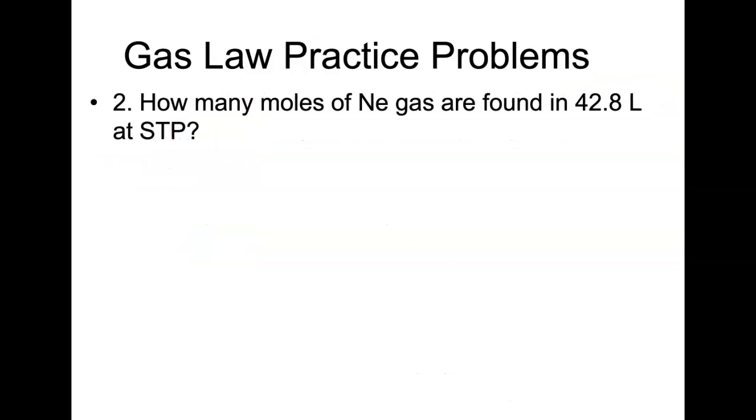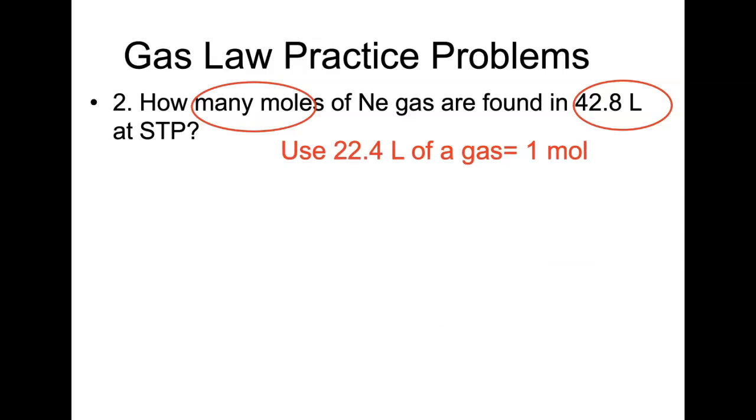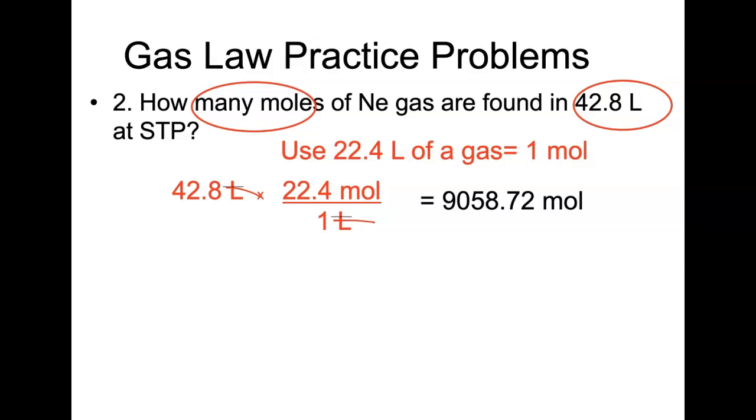All right, here's your second gas law problem. So it's asking how many moles. Well, I know something about moles and liters. I know that at STP, 22.4 liters of a gas is a mole. Well, it gave me liters, and it's asking for moles, so I can simply use my dimensional analysis skills to do that. Notice that my liters here are going to cancel out, and I'm left with moles. And now I've just got to round to significant figures. So I put it in scientific notation to get it to 3 significant figures.